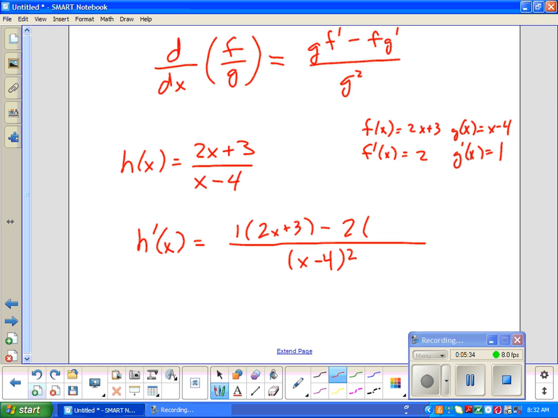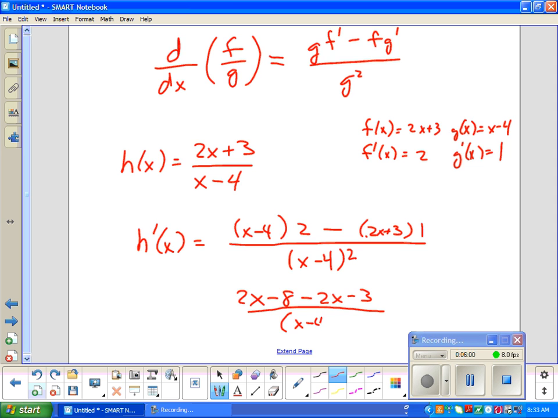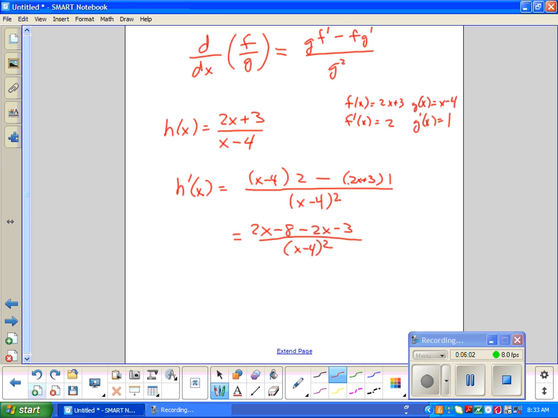Oh, I'm sorry, I did it backwards. Here we go again. Let's try that again. G is x minus 4. F is 2, minus 2x plus 3 times 1. Distribute, right? And simplify. So this top becomes 2x minus 8 minus 2x minus 3 all over x minus 4 quantity squared. And so h prime of x is, look at that, negative 11 over x minus 4 squared.